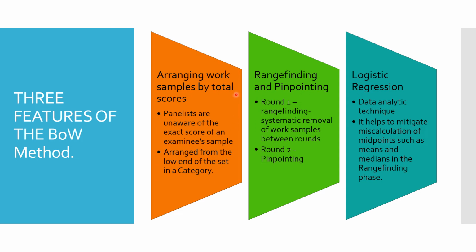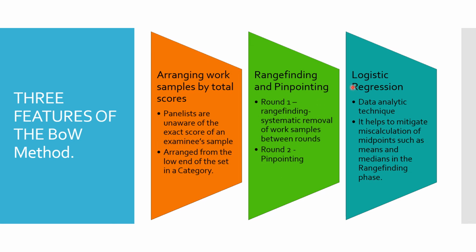The second part is range finding and pinpointing. Now, round one is referred to as range finding, and this is where a sample of the work that is basic can be taken out of the set and replaced by additional samples with scores near the score point. That is referred to as round 1. So range finding is that systematic removal of work samples between rounds. Round 2 they refer to as pinpointing, and I'll go into pinpointing a little bit more in a bit.